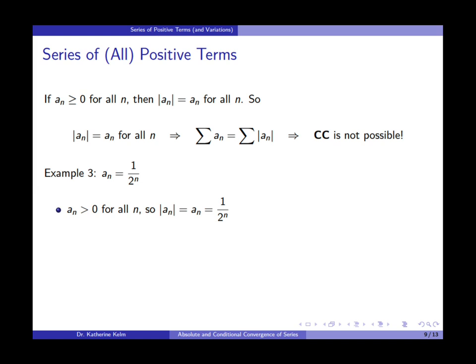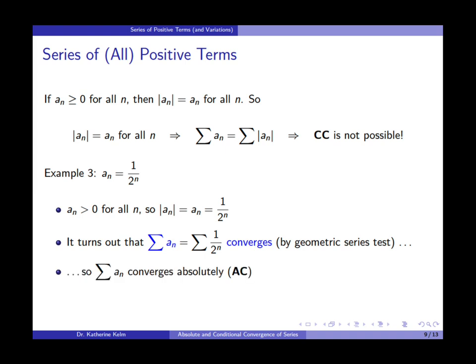As an example, let an be 1 over 2 to the n. These terms are all positive, so the absolute value of an is still 1 over 2 to the n. It turns out that this series converges by the geometric series test with r equals 1/2. So the series converges absolutely.